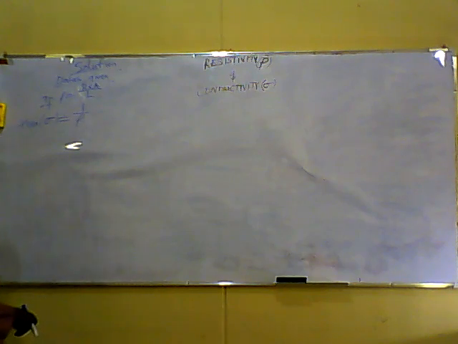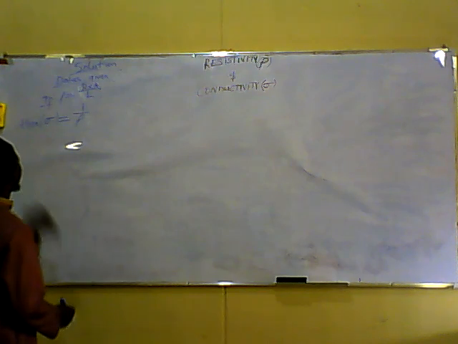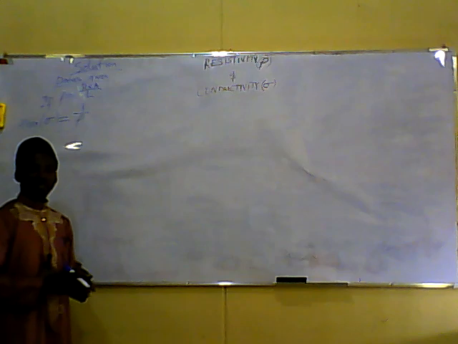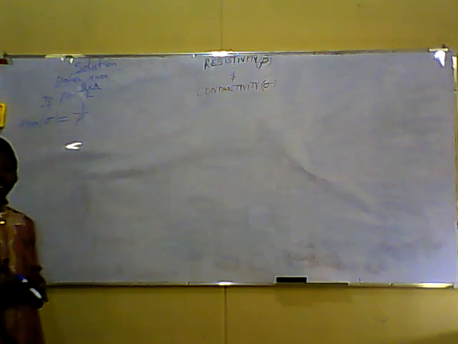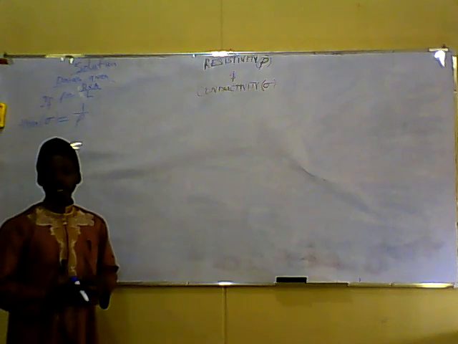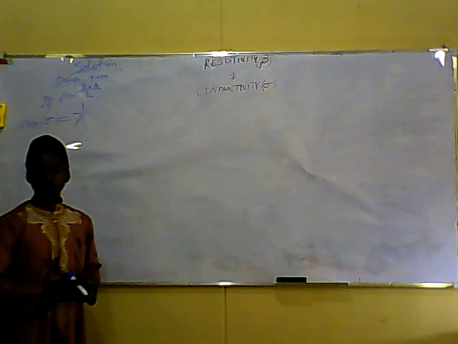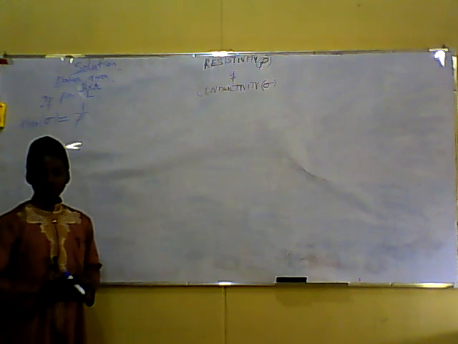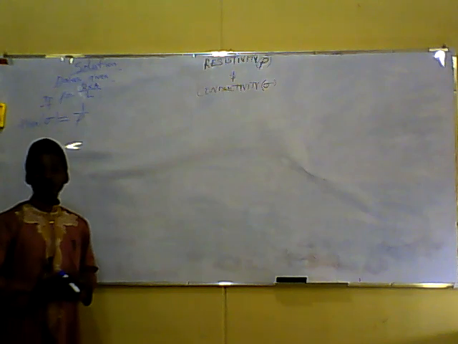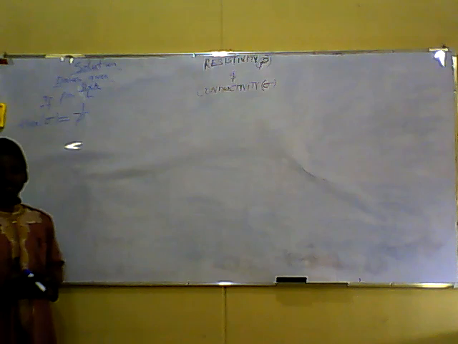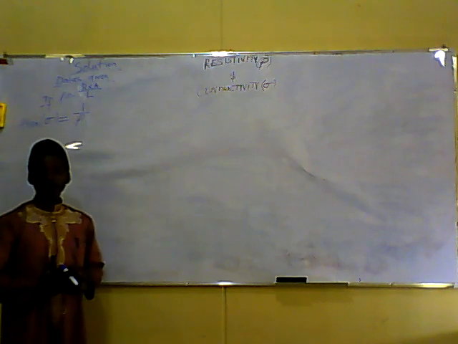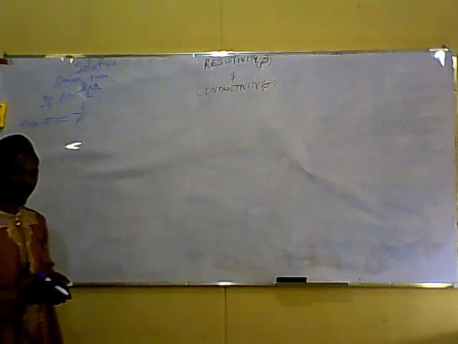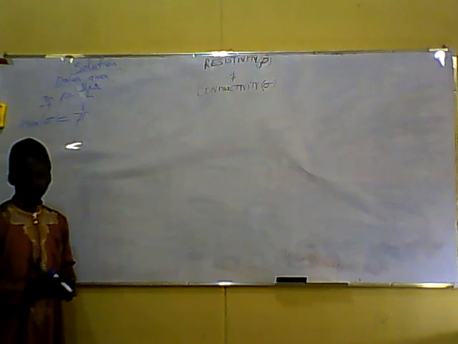So with this, we can now have that a question can be asked that a 30-meter conductor of cross-sectional area 2 millimeters squared has a resistance of 10 ohms. Calculate the conductivity of the metal. I repeat, a 30-meter conductor of cross-sectional area of 2 millimeters squared has a resistance of 10 ohms. Calculate the conductivity of the metal.